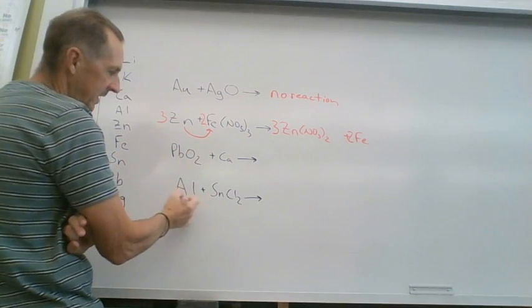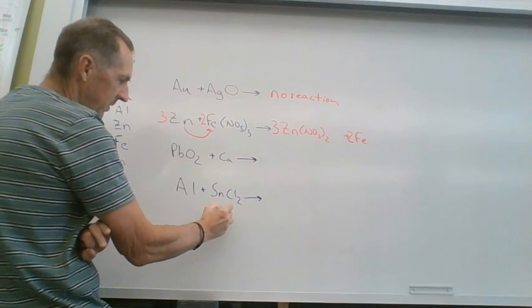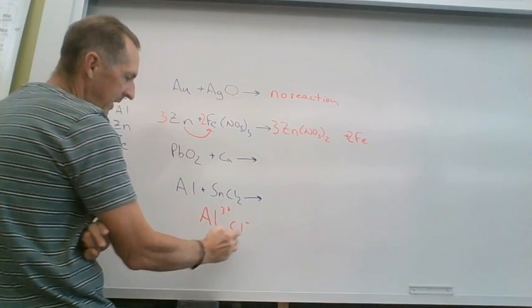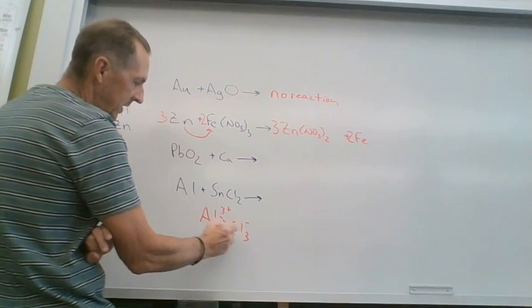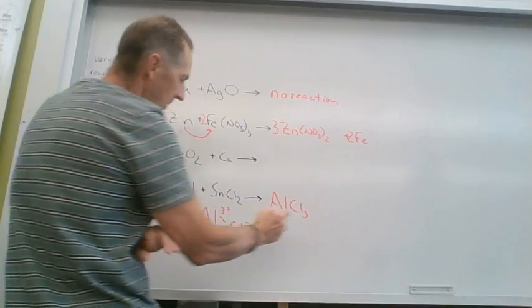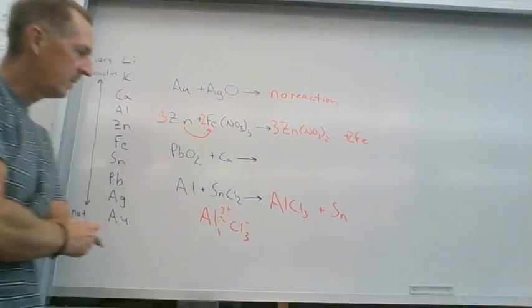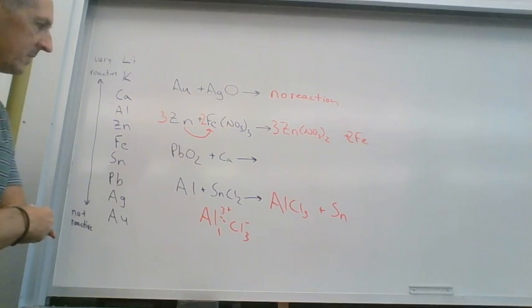So if we're looking at this, we said there was a reaction. We know that aluminum forms a 3+, chlorine forms a -1. So we need 3 of these for every one of those. So one of our products is aluminum chloride, and the other is going to be tin by itself. Then we would go through and balance our equations.